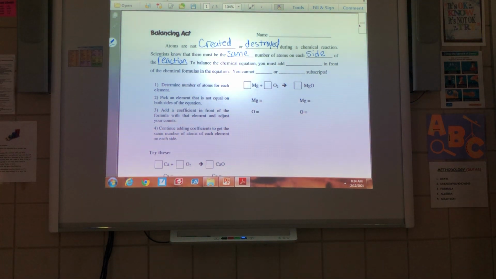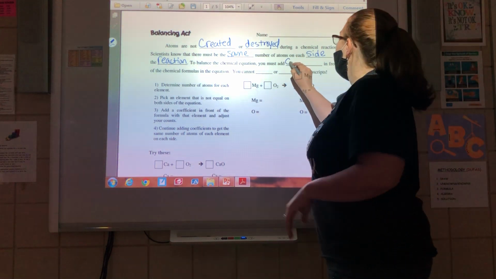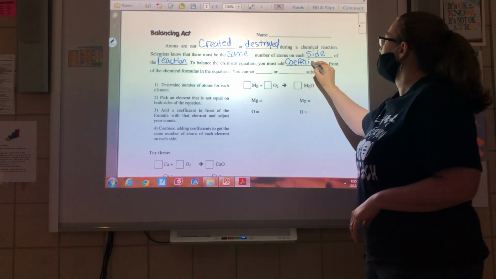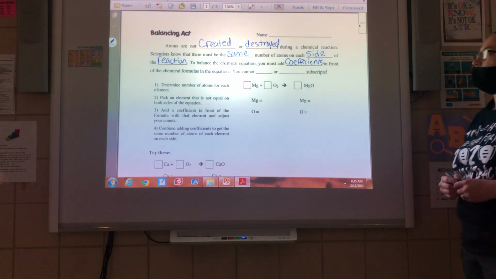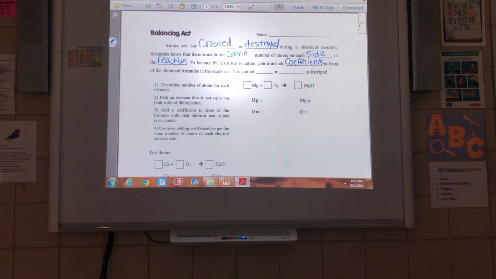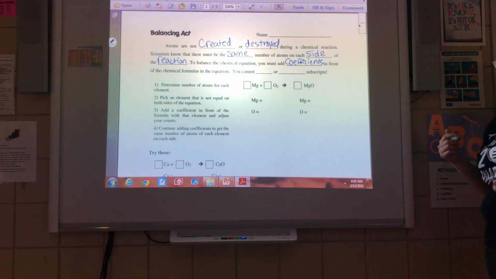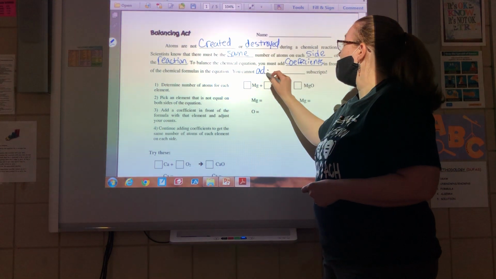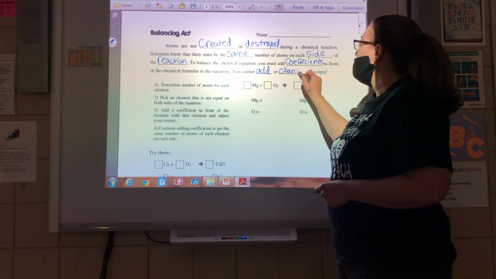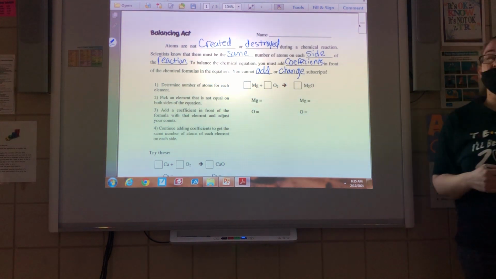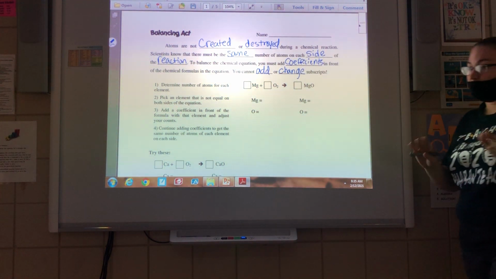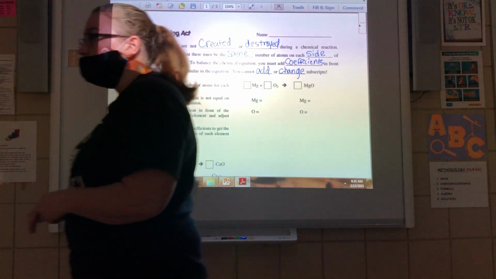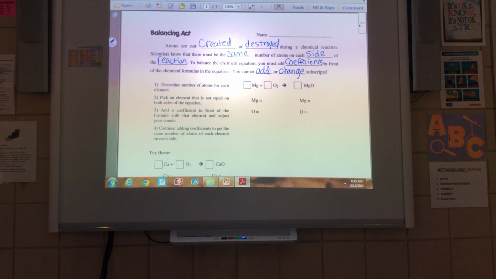To balance the equation, you must add blank in front of the chemical formulas in the equation. Coefficients. You must add coefficients. You cannot add or change subscripts. So when we're doing this, we cannot mess with the subscripts. The only thing we can change is coefficients.